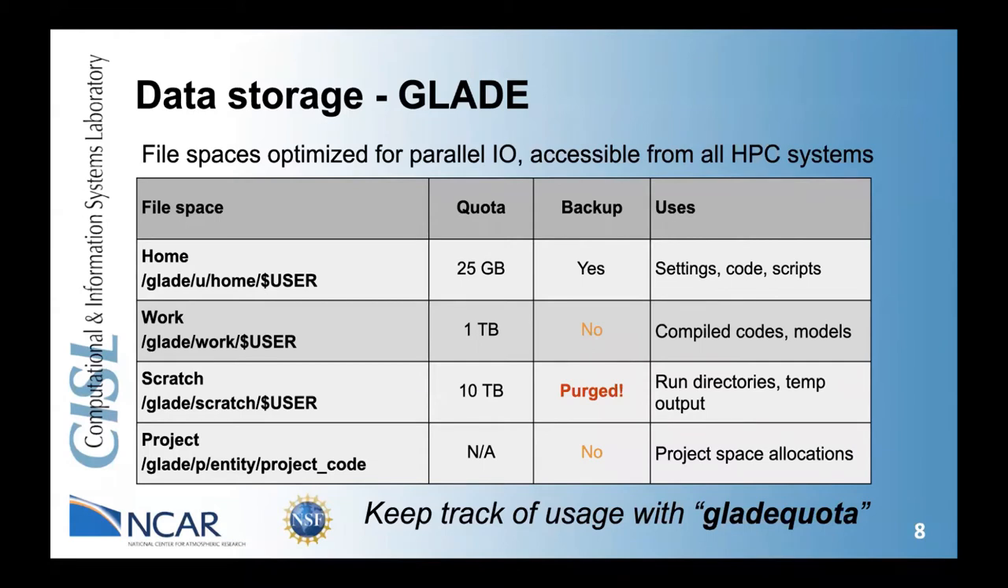And there are four primary classes of data storage space that you have available to you. The first one is your home directory. And the path for that on Glade is /glade/u/home, and then your username. When you first log into one of the systems, that's where you will be. The quota there is 25 gigabytes, and this space is the only space you have available that's backed up.